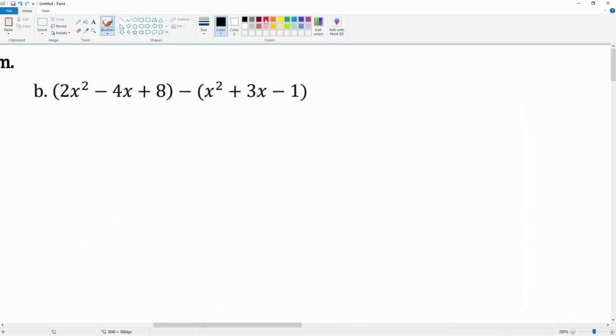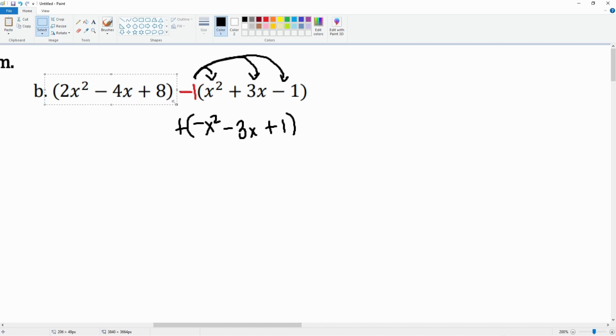Next, let's do this one for B. First thing is to recognize this has a -1 in front. So what we're going to do is distribute. -1 times x squared is -x squared. -1 times 3x is -3x. -1 times -1 is a +1. That is what happens to the second polynomial. Then we bring the first polynomial just down.